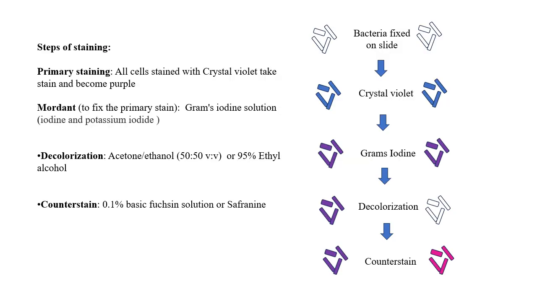First we use the primary stain, then mordant, decolorization and counter stain. For primary staining, in general we use crystal violet. You can see here these are the fixed bacteria on the slide. Once you stain these bacteria with crystal violet, a bluish to violet color dye, all bacteria take this stain and become blue to violet in color. This is known as primary staining because we are using only one stain in this procedure.